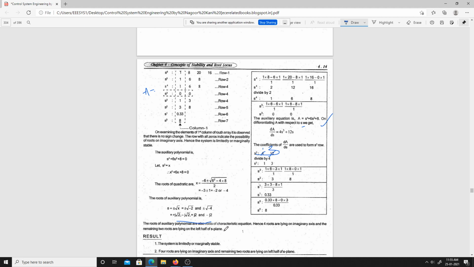Hence 4 roots are lying on the imaginary axis, and the remaining 2 roots are lying on the left of the s plane. Is it clear? Total 6 roots are there, since it is a sixth order system. Out of 6 roots, these 4 roots are lying on the imaginary axis. If 4 roots are on the imaginary axis, how many roots are left? 2 roots, and these 2 roots are lying on the left of the imaginary axis. There are no roots lying on the right, because we are not having any negative sign.